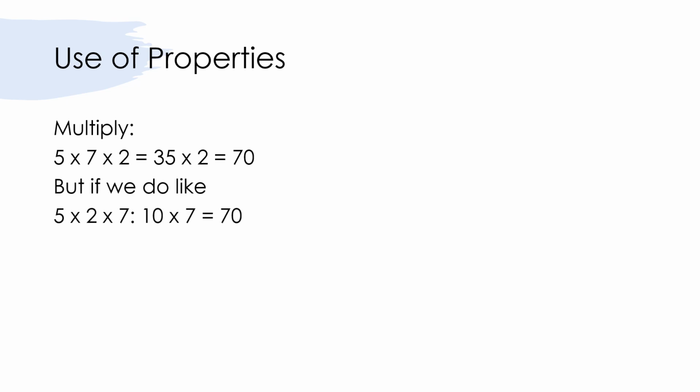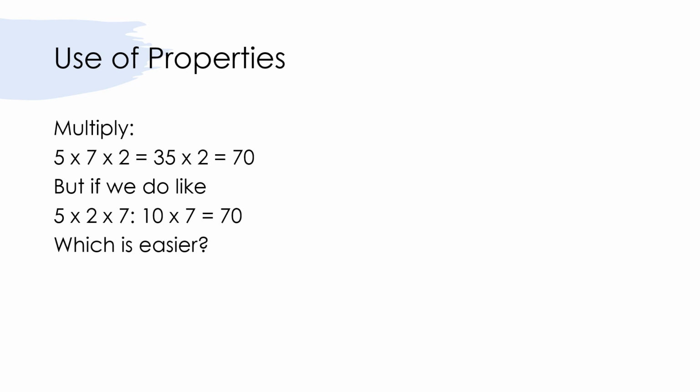We will then look at multiplication. 5 multiplied by 7 multiplied by 2. So we can do it by multiplying from the left. 5 multiplied by 7 is 35. Multiplied by 2 is 70. But if we do it like this, we first multiply 5 with 2 to get 10. And then we multiply 7 with 10. It is 70. Which one was easier?